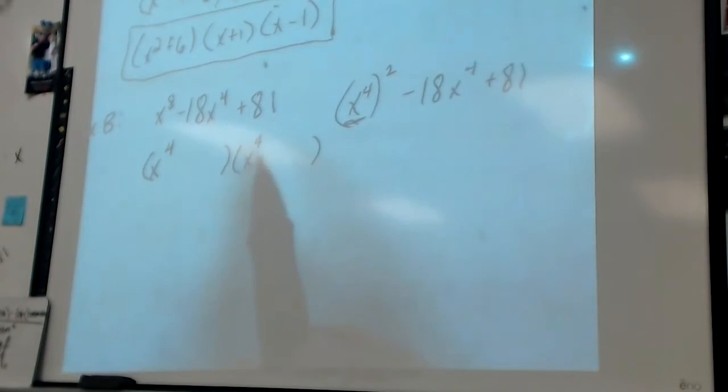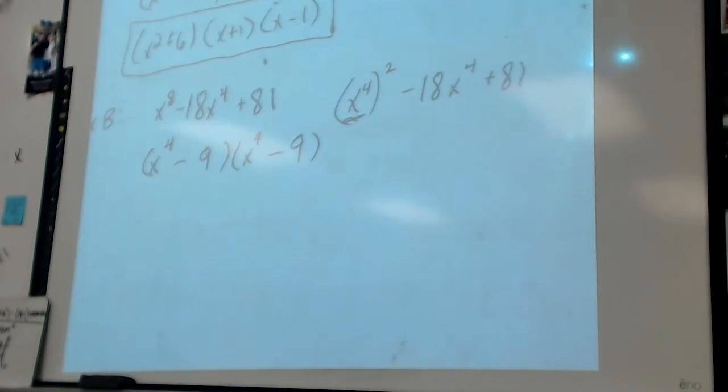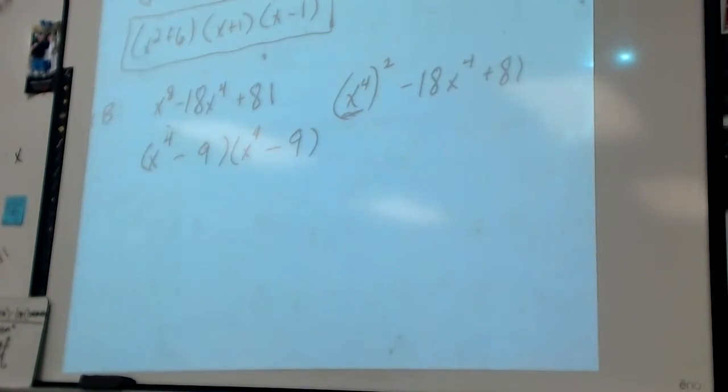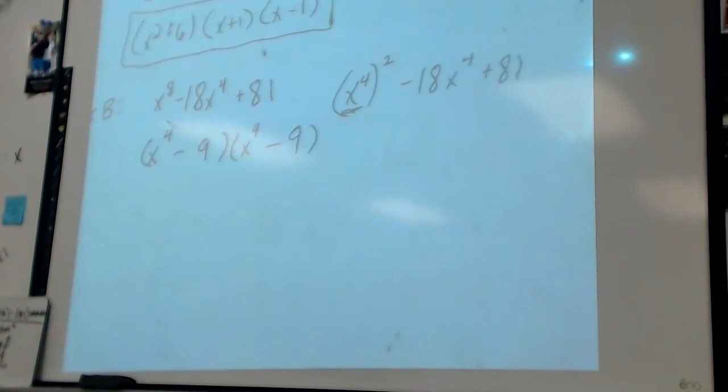Now, two numbers that multiply to give 81 and combine to give negative 18. And if you FOIL this back together, you get this right here. You can try it and see. All right. Am I done? No. Who says no?